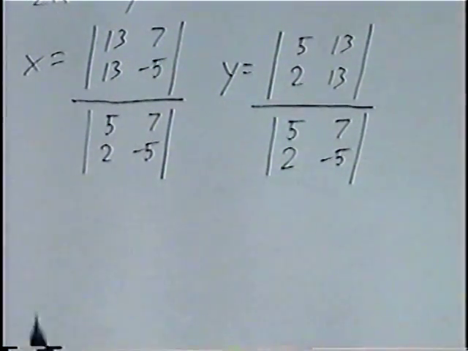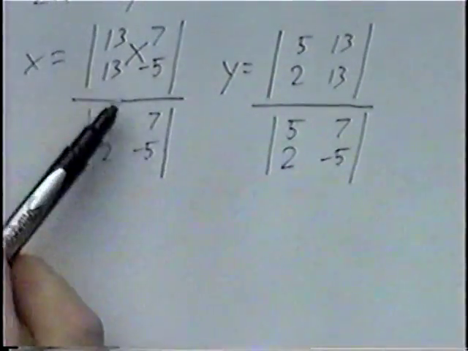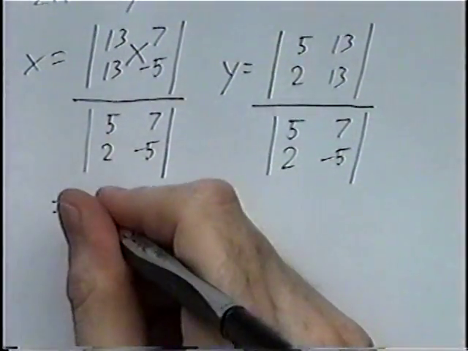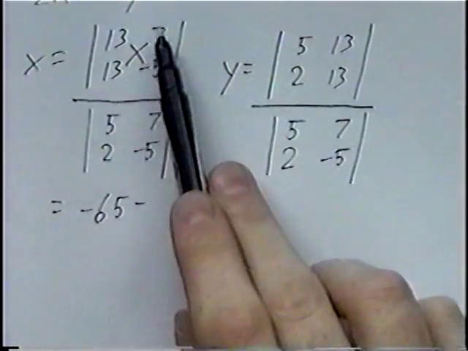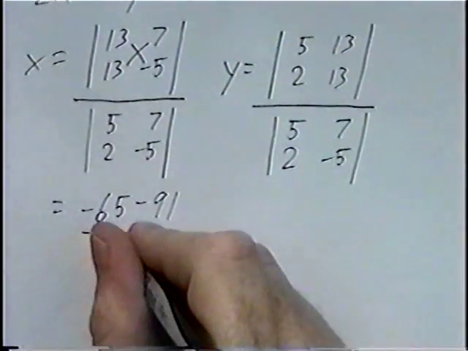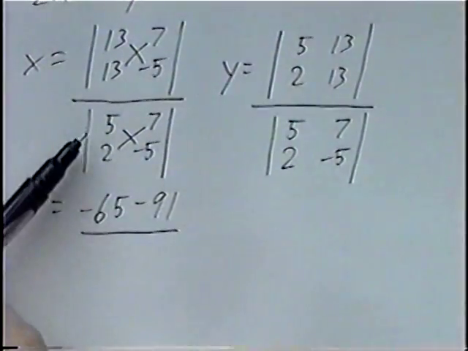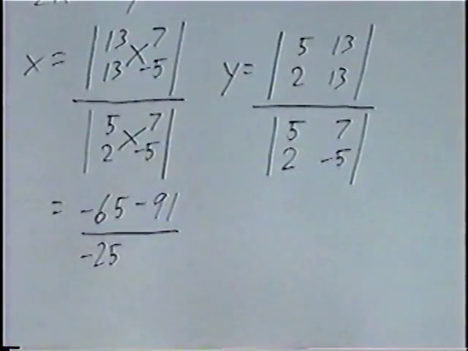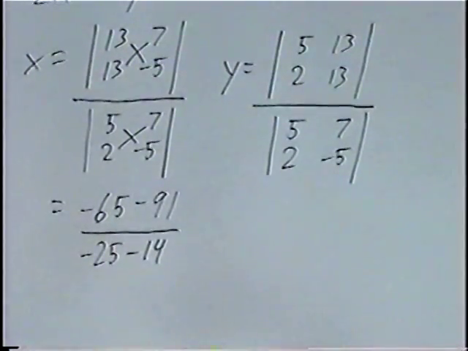Solving from here, for x we can use the determinant, where again you multiply the top left times the bottom right, 13 times negative 5, which would be negative 65. And we'll subtract from that 13 times 7, which would be 91. Divided by, we'll do the top left 5 times the bottom right negative 5, which would be negative 25, minus 2 times 7, which is 14.